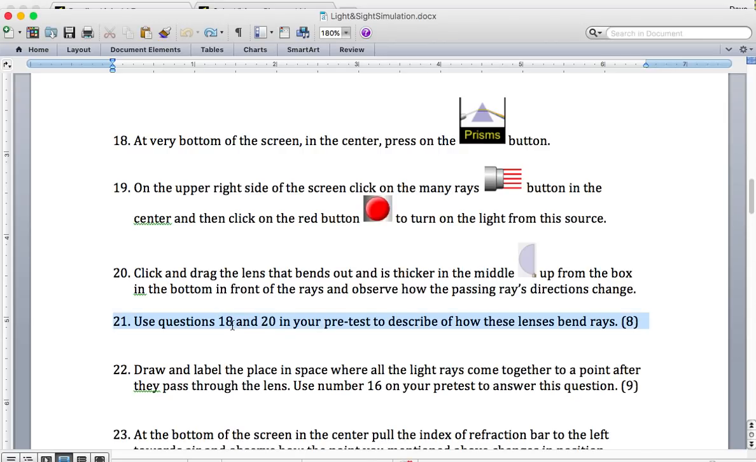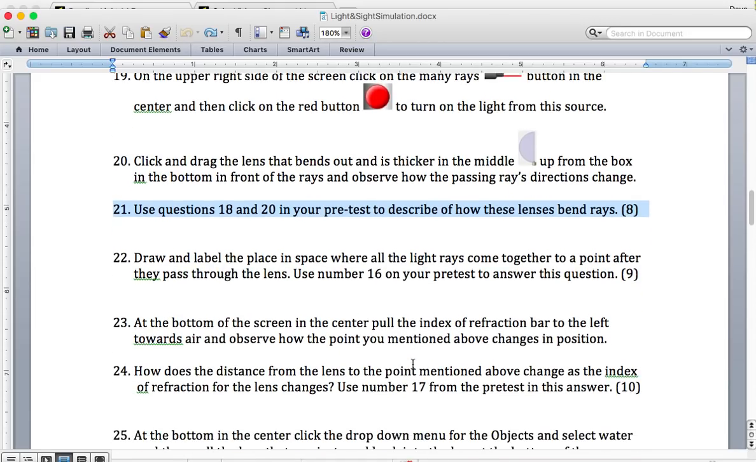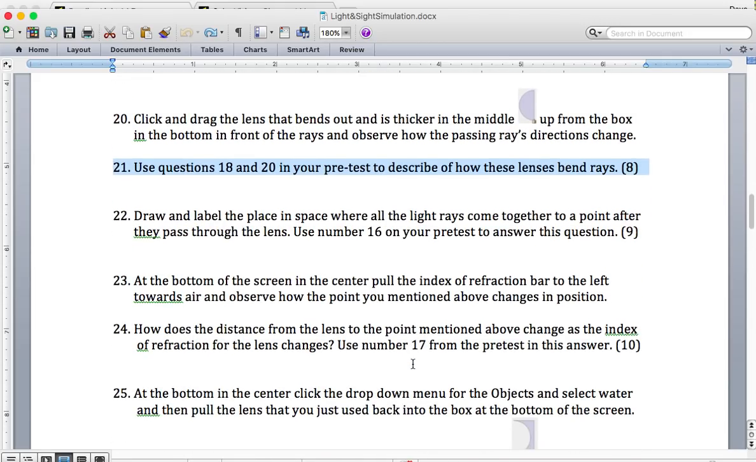So for number 8 here, you should say something like convex lenses converge light rays. Just trying to memorize that sentence, you're likely to mess it up on your test, but if you actually understand this process, you will be in much better shape.